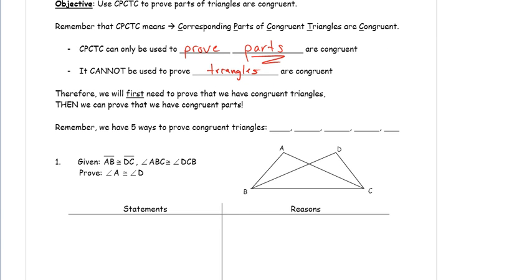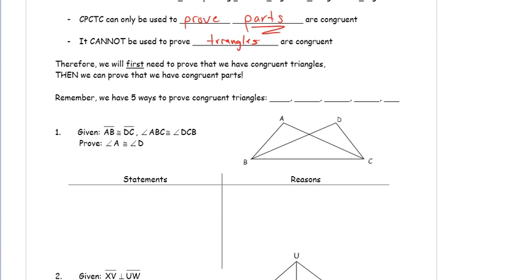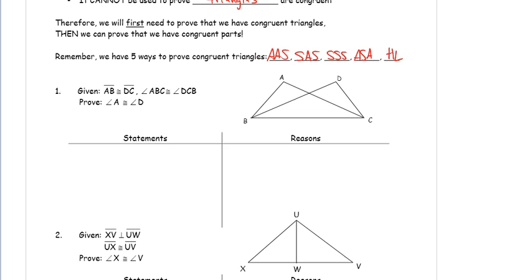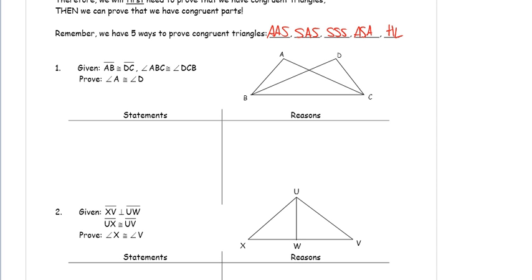Once they're congruent, we can use CPCTC to say that the parts are congruent. So if we look at a couple of examples, let's remember first the ways that we can prove triangles are congruent. Hopefully you know all the ways: angle, angle, side. Side, angle, side. Side, side, side. Angle, side, angle. And then we have the weird one, the one that's only for right triangles. We have HL.